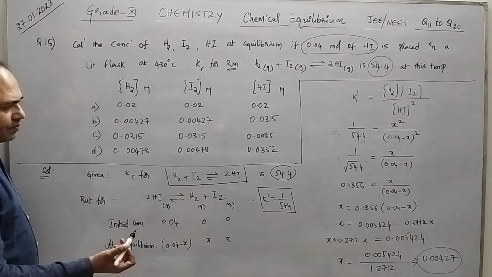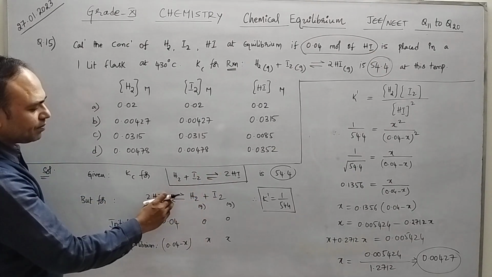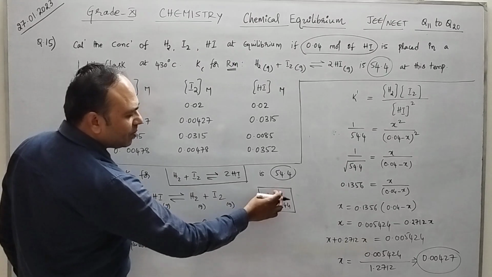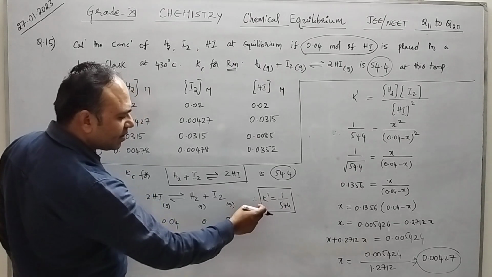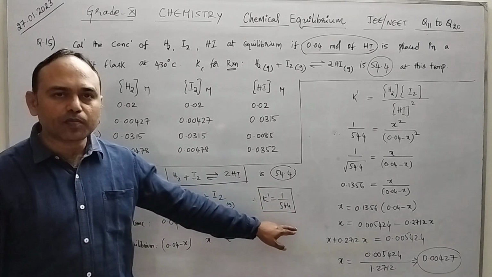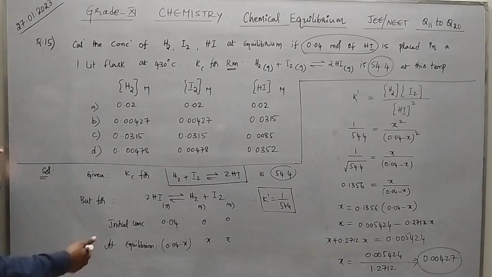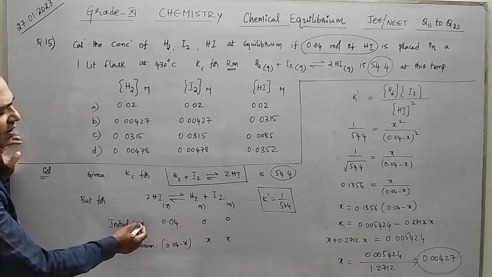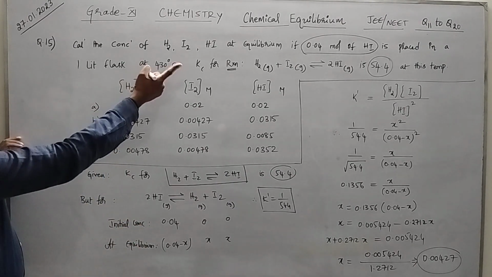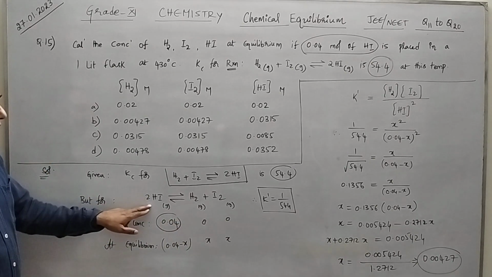As you are aware, the formula, if you reverse any equation, that is equilibrium, what will happen? K dash will be 1 by K. Hence, we can write it as the equilibrium constant for our equation is 1 by 54.4. Hope you have understood the first step. Next, follow the usual method. We write initial concentration. How much is given? That is 0.04 mole initial concentration for HI.